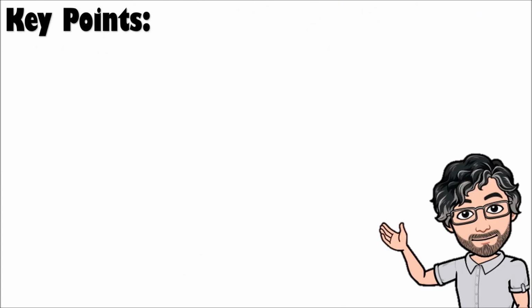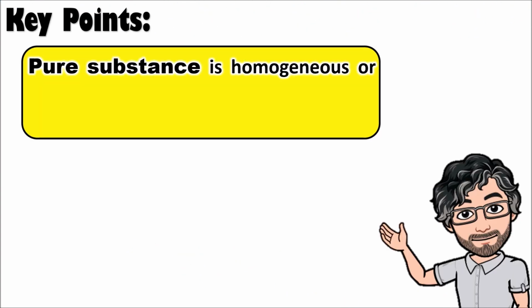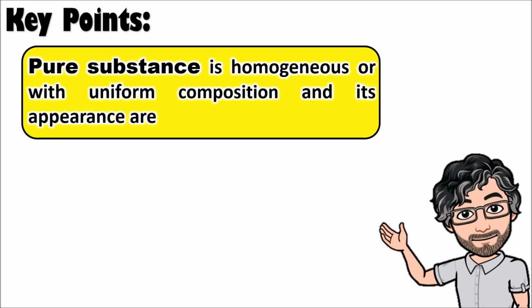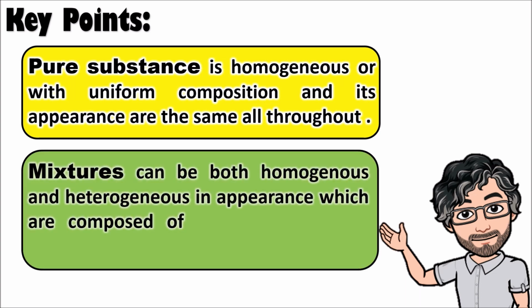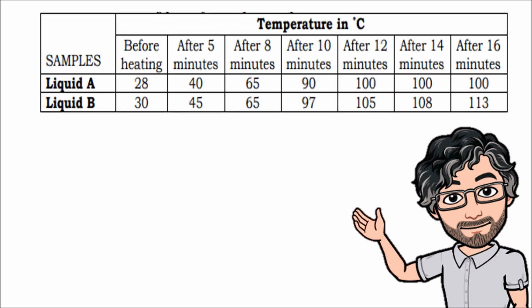Always remember that pure substance is homogeneous or with uniform composition, and its appearance is the same all throughout, while a mixture can be both homogeneous and heterogeneous in appearance, which is composed of two or more pure substances. To help us to fully understand another property of pure substance and mixture, let us study Table 1 on page 4 of the module.